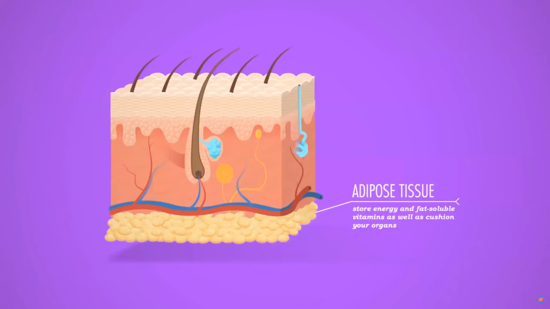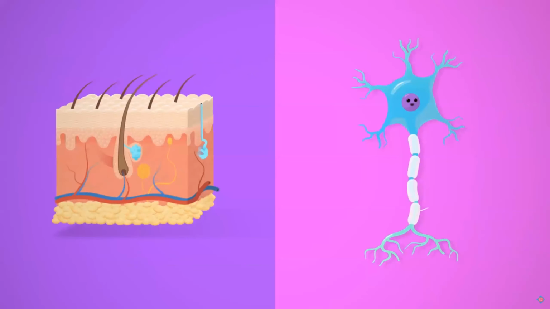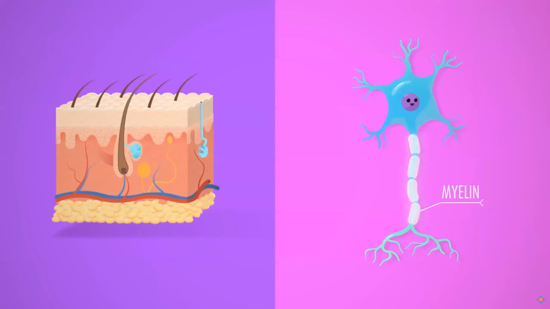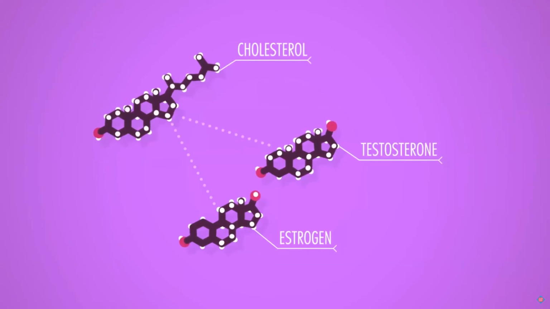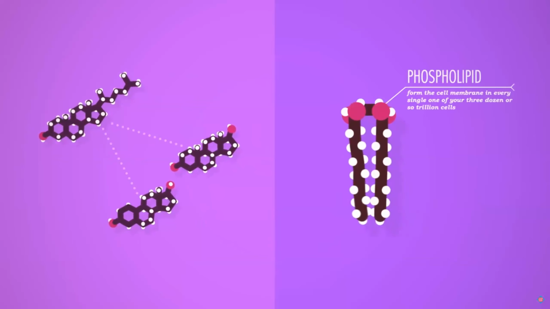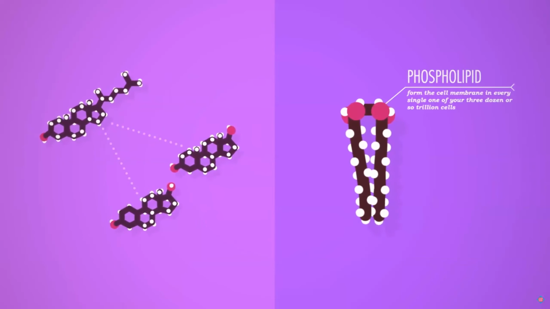And even though there seems to be some kind of marketing war going on against dietary fats, we most definitely need them. The fats in your adipose tissue store energy, of course, but they also store fat-soluble vitamins and cushion your organs. Lipids also form the myelin that insulates the neurons in your brain and throughout your body, as well as the oil in your skin, and they provide the vital calorie content found in breast milk. But there are other important lipids like cholesterol, which is the precursor to things like testosterone and estrogen, and of course phospholipids, which form the cell membrane in every single one of the 36 or so trillion cells you have.